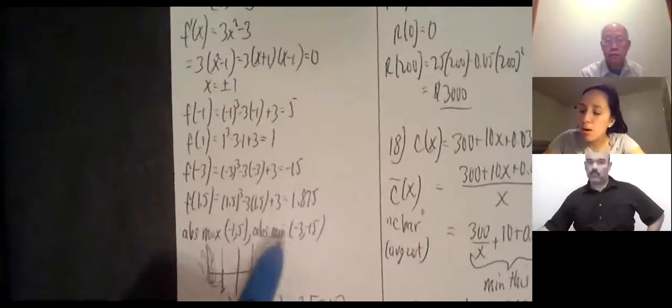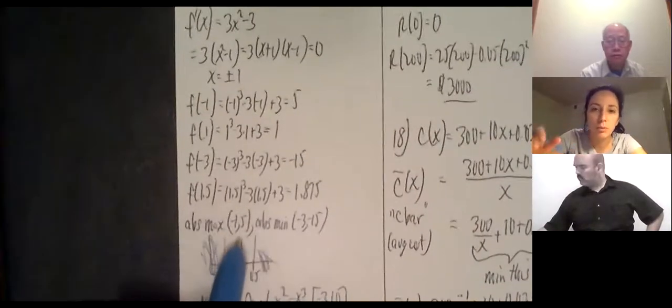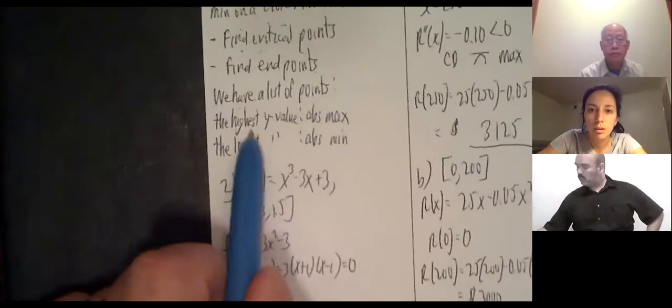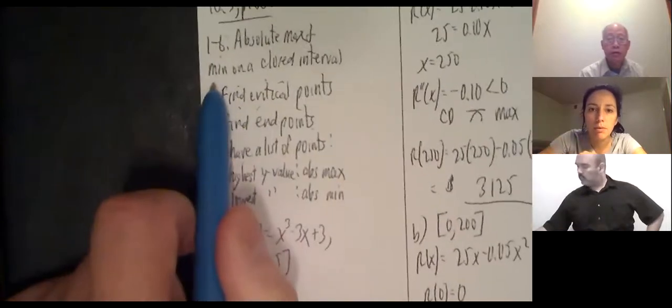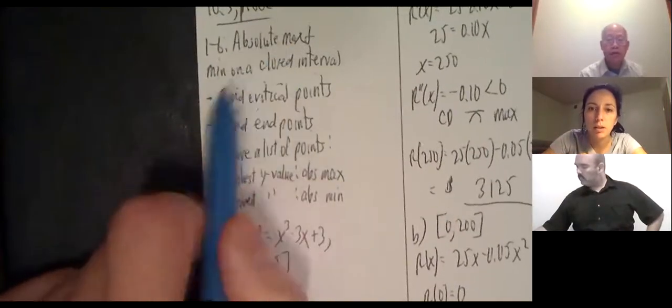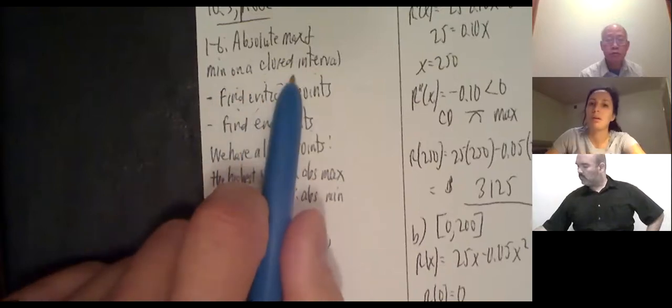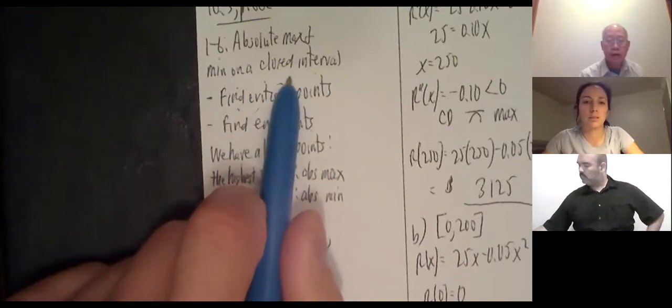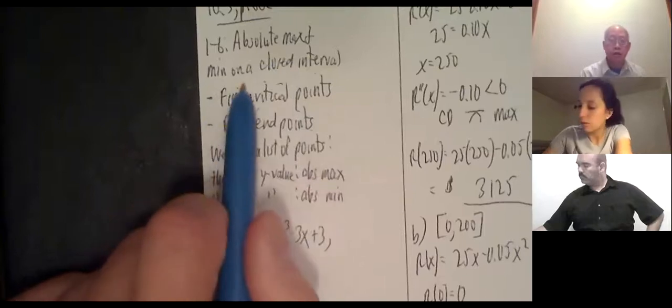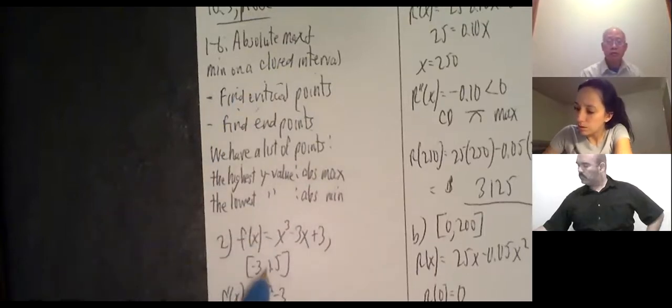Professor, what does it say above find critical points? Right here: absolute max and min on a closed interval. Is that what you mean? Yes, thank you. So in these problems, they give me a closed interval. That means you're going from x1 to x2.